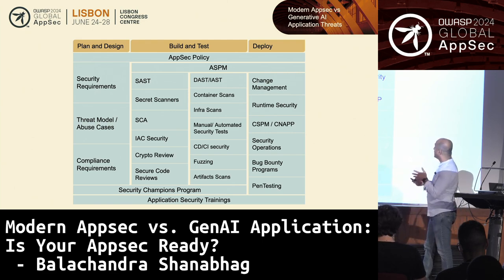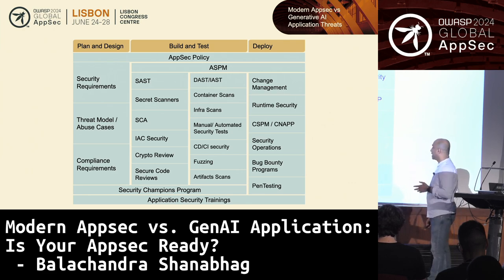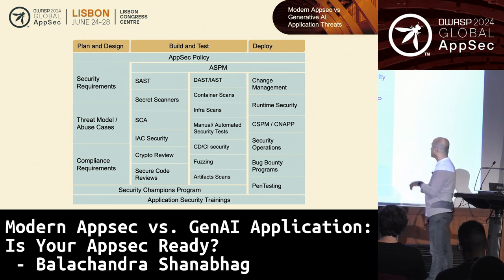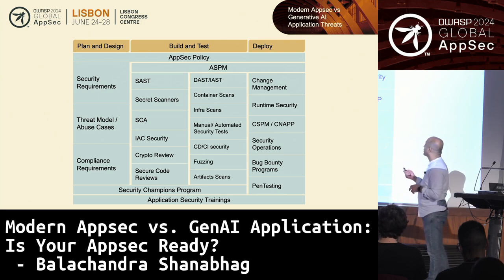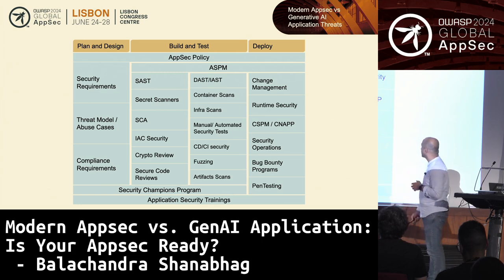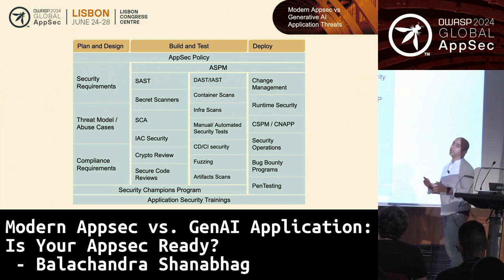In the build and test stages, there are specific tests like SAST, DAST or IAST, SCA scans, or IaC. Some of these are automated scans with tooling. And there are some manual things like crypto review, some manual testing, or sometimes pen testing. These are manual practices that help in AppSec. Some of the ones on the right may not be considered AppSec practices by traditional AppSec.